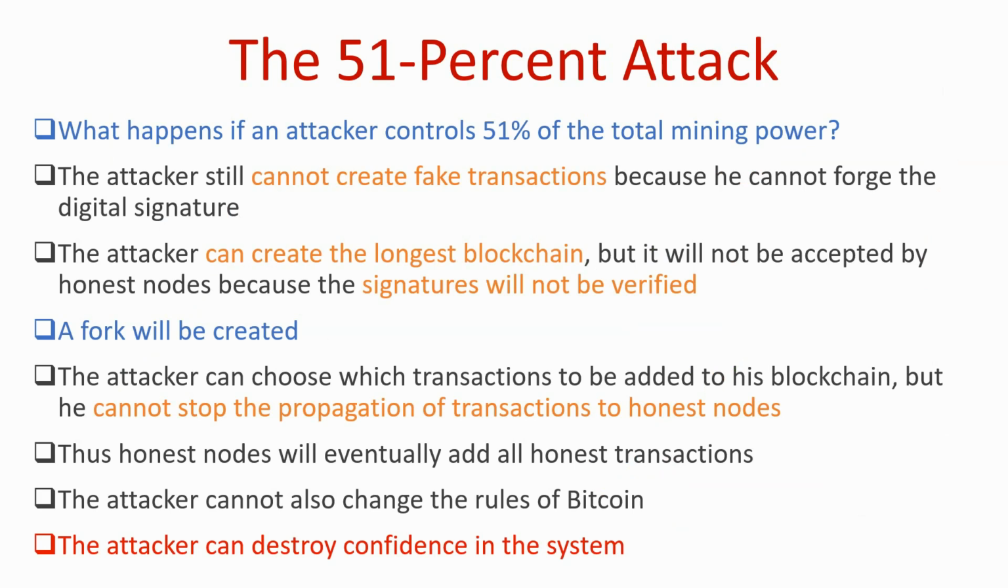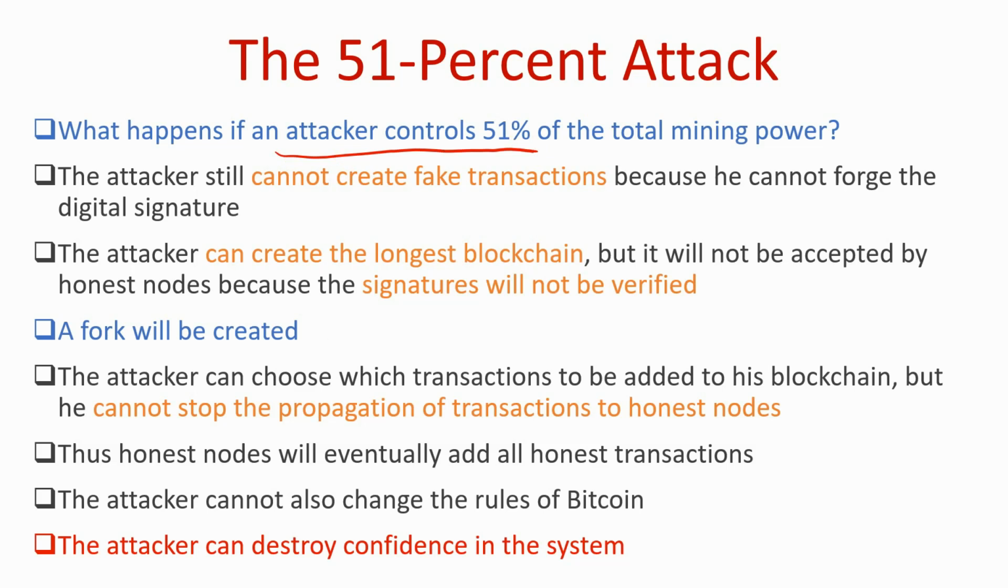Okay. Now let's look at a drastic situation to see what the worst case scenario is. One of the scenarios that people think about is what is called the 51% attack, which basically says that you have an attacker who controls 51% of the total mining power of the network. A very big mining pool that now controls over 50% of the total mining power. Now let's see what this attacker will be able to do and what they will not be able to do.